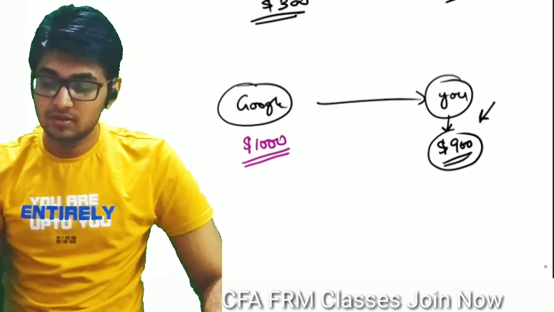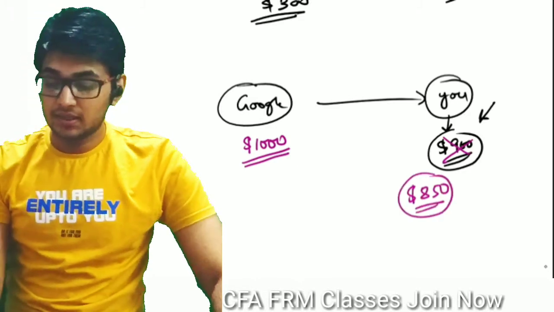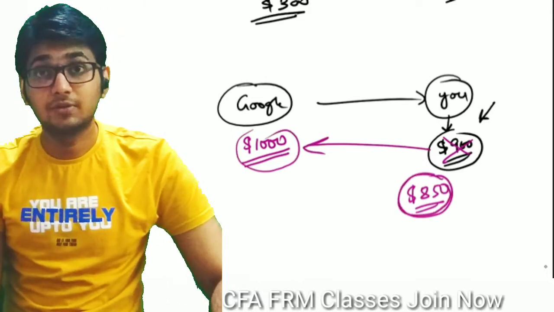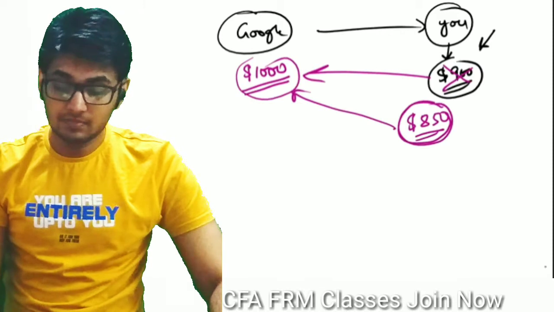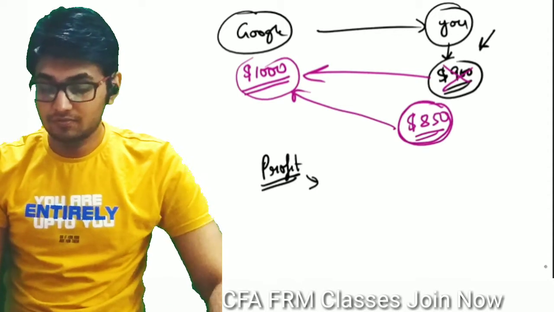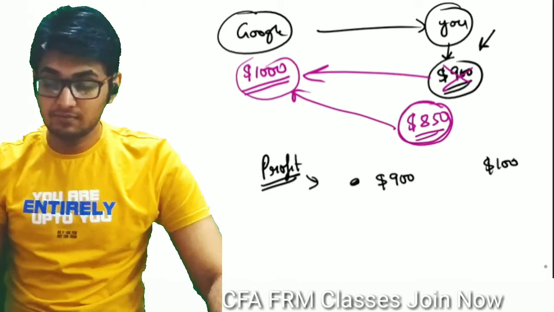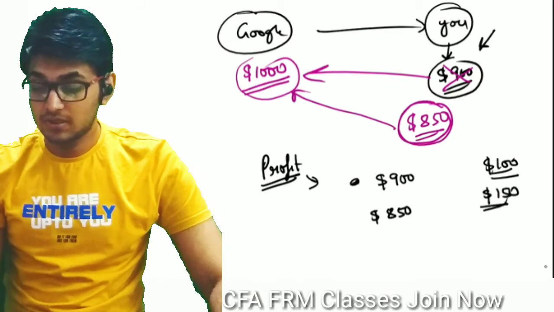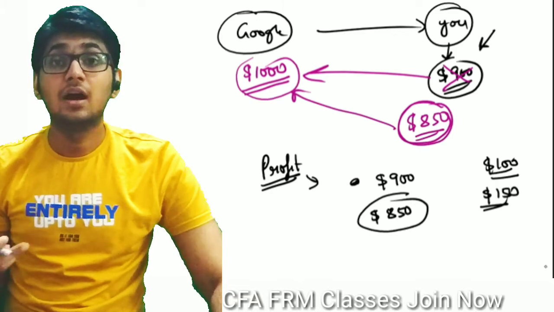I am not going to pay you $900. I am going to pay you only $850. Even if you pay $900, you are going to receive $1,000 in the future. And even if you pay $850, you are going to receive $1,000 at the end of the year. Now, what will be the profit? If I am purchasing at the cost of 900, my profit is 100. If I am purchasing at the cost of 850, my profit is 150. Clear? So here I am getting the higher amount of return.